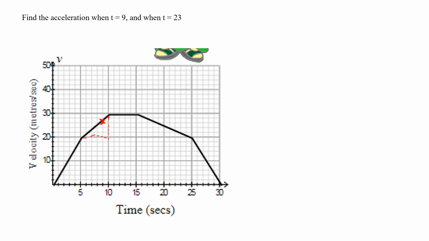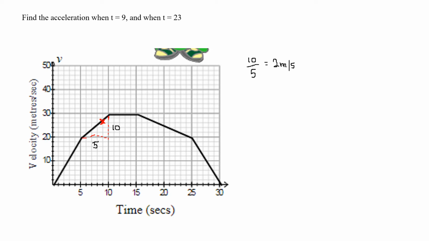So what's happening to my velocity? Well, my velocity has increased by 10 meters per second. And how long has that taken? That's between 5 to 10 seconds, so it's taken 5 seconds. So I can work out my acceleration by dividing my change in velocity by my change in time, and that's going to give me 2 meters per second. So when t equals 9, the acceleration of the particle is 2 meters per second.